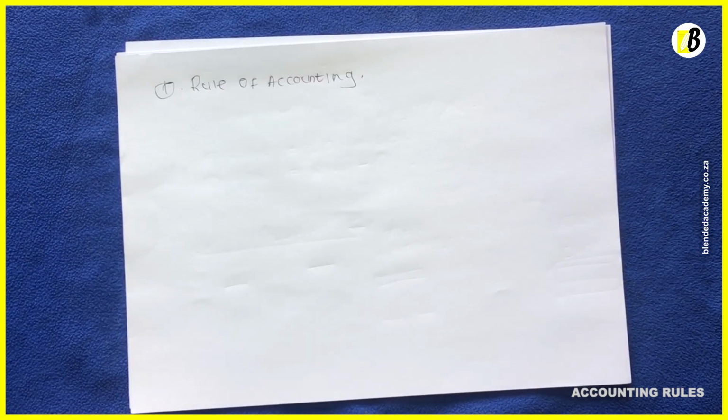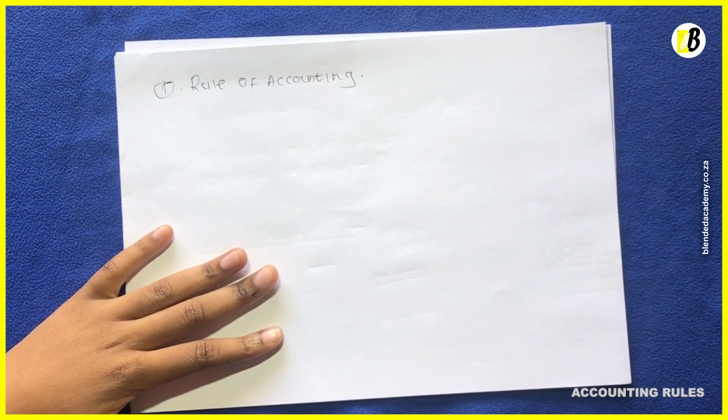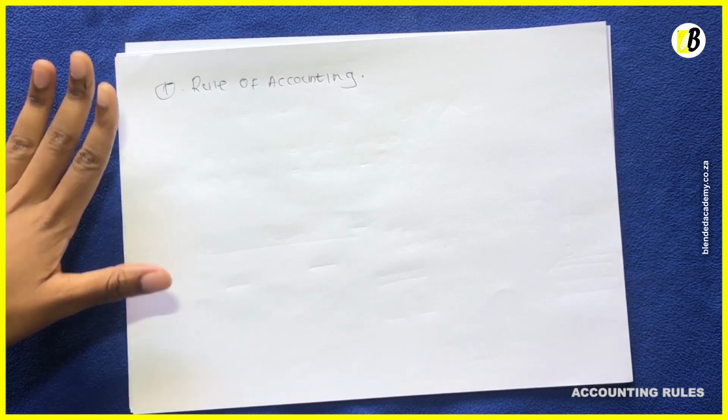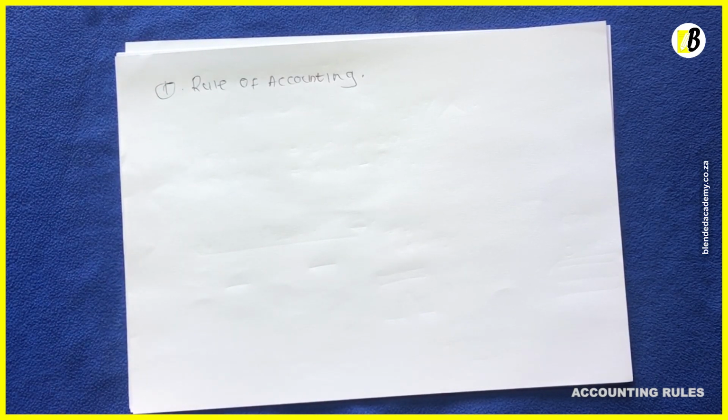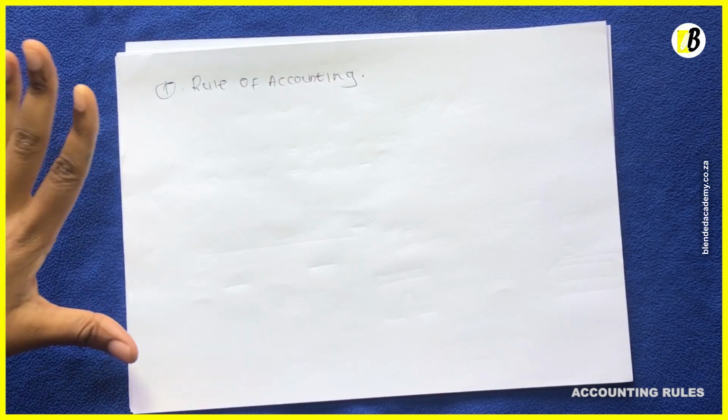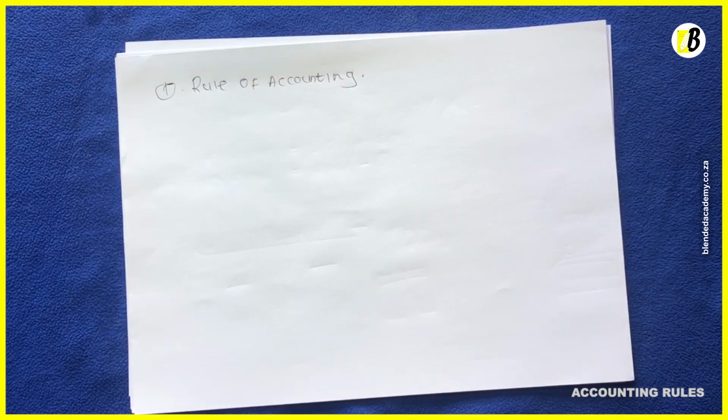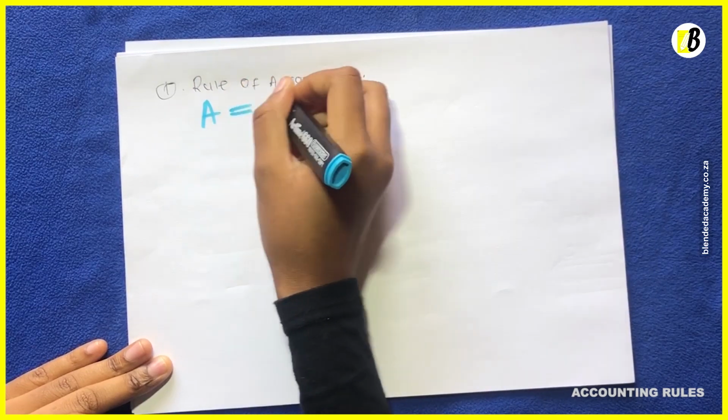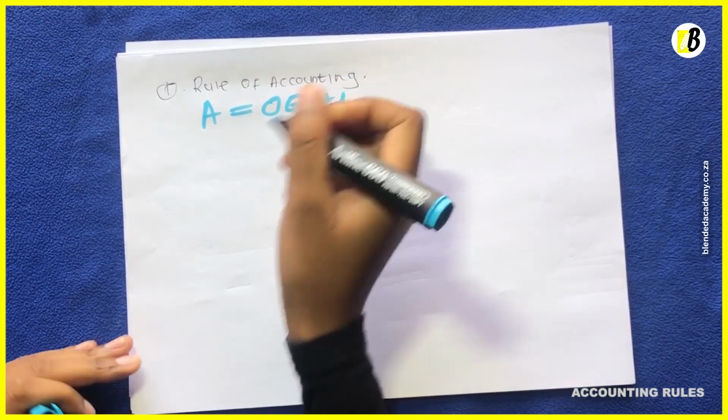So remember, this is a rule, it doesn't change. It's very advisable for you to grasp it now, to know it, to understand it, and not cram it. So today I'm going to help you guys understand this rule. This rule states that asset equals owner's equity plus liability.